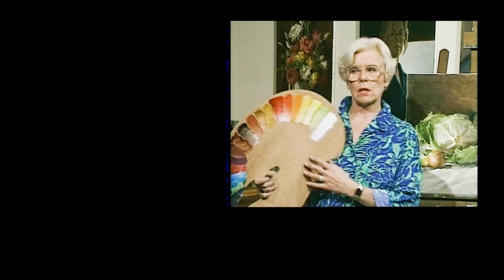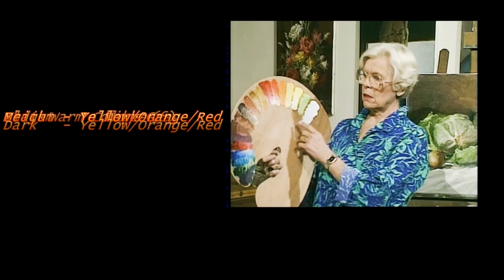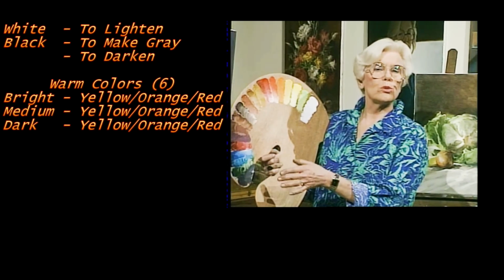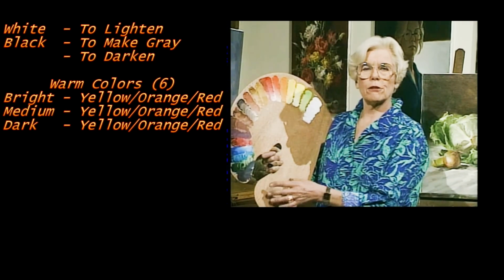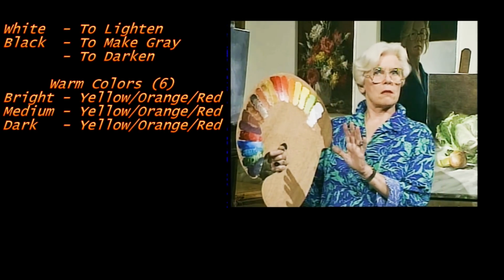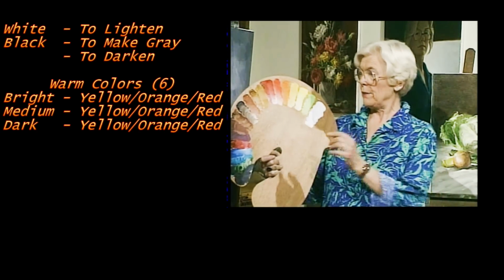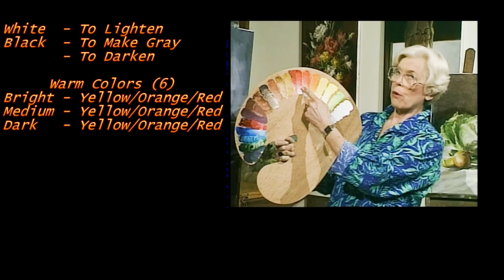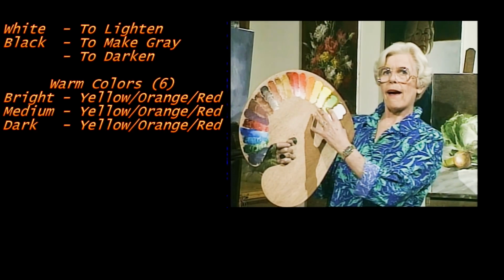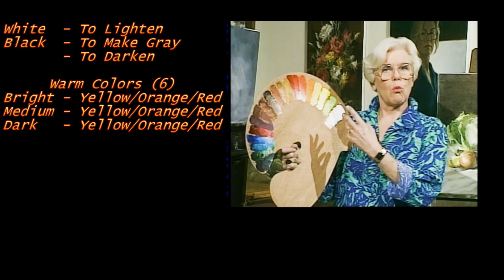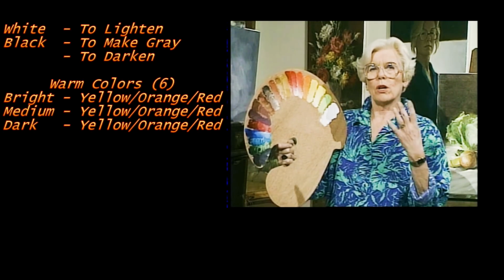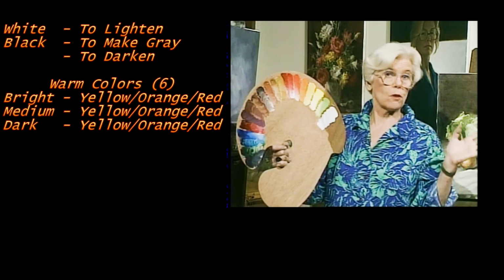I have white to lighten the color, black to make gray when mixed with white, or black to use to darken a color further if I want it that much darker. There are 6 colors of the spectrum: yellow, orange, and red. They're the warm ones. I have to have more versions of one. Nature can use one. I need more than one of each to get the full range of the warm colors.